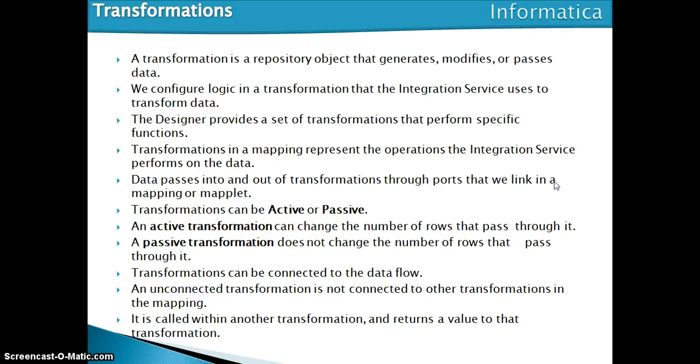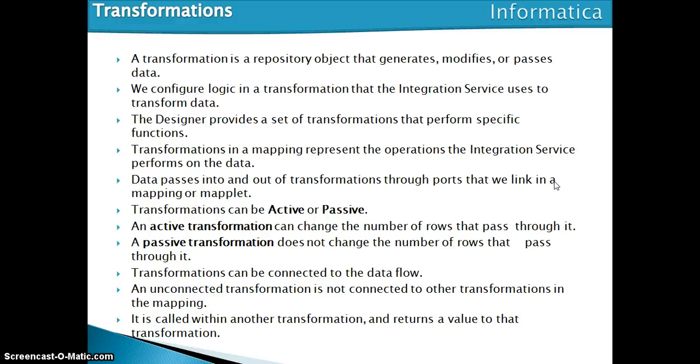And in Informatica we have two types of transformations. One is active transformation and the other is passive transformation. An active transformation can change the number of rows that pass through it, which means the input number of rows may differ from the output number of rows passing through a transformation. And a passive transformation doesn't change the number of rows, which means the input and output of the transformation will be the same.